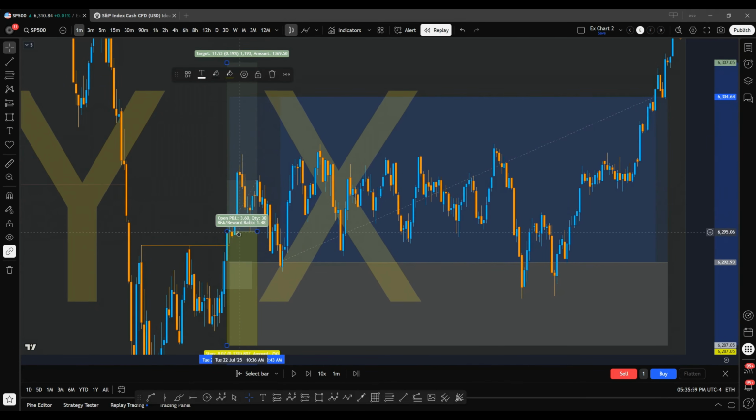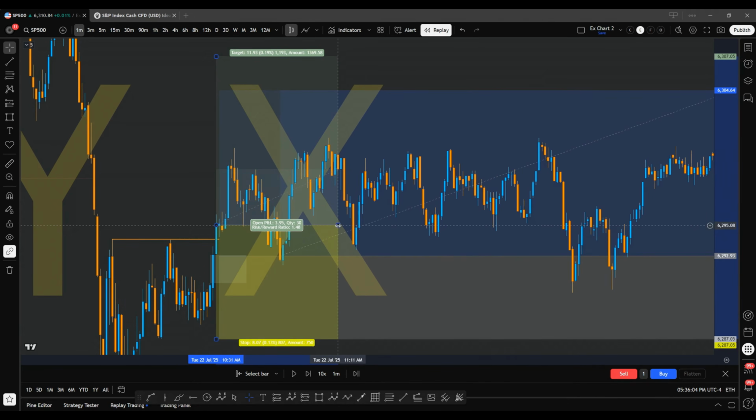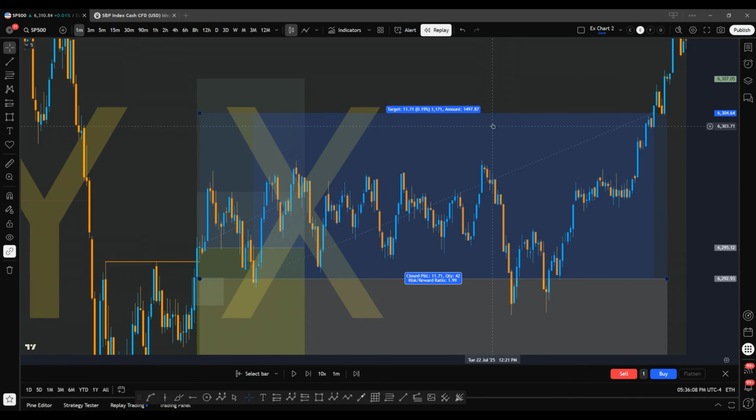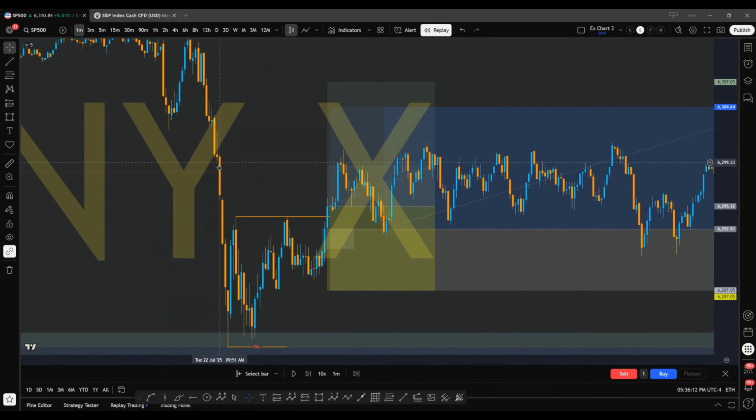And this one, remember we entered here from this change of state delivery. So that one also ended up hitting TP. So you guys could have taken either one. It would have been up to you. But yeah, you guys would have had to hold the trade for a lot longer.